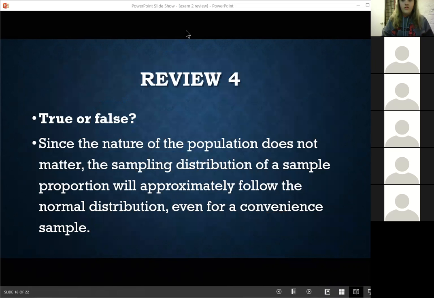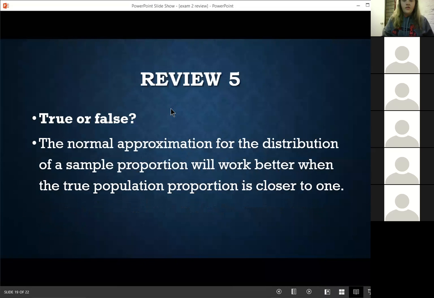Awesome. All right, let's try another one. True or false: a normal approximation for the distribution of a sample proportion will work better when the true population proportion is closer to 1. Let me know what you think about this one, and then we will go over it.